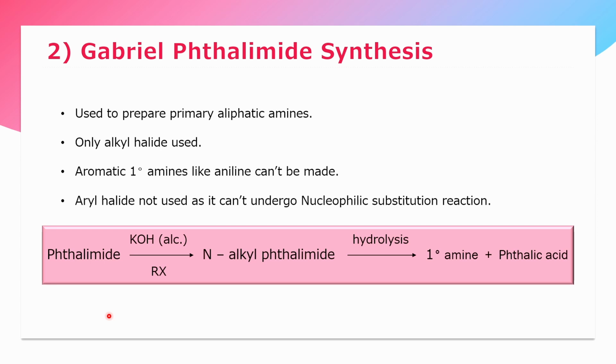So looking at the basic reaction, when we react phthalimide with an alkyl halide in the presence of alcoholic KOH, we get N-alkyl phthalimide. And when we hydrolyze the species, we would get 1-degree amine and phthalic acid. So let's see how it's done.